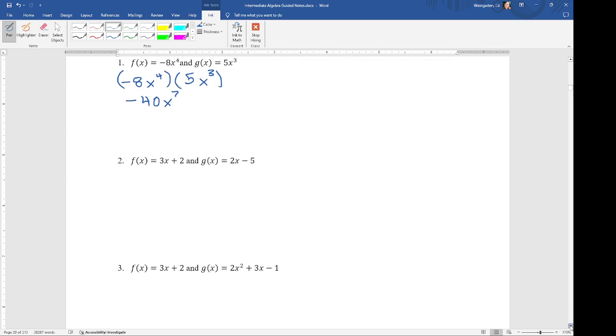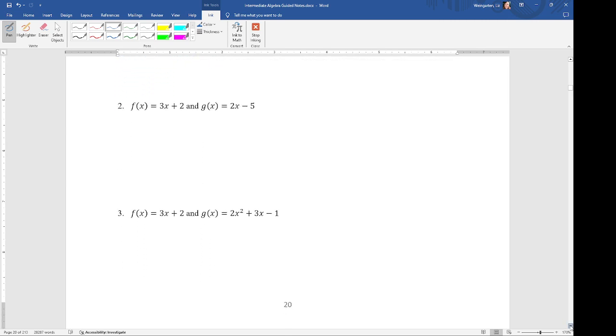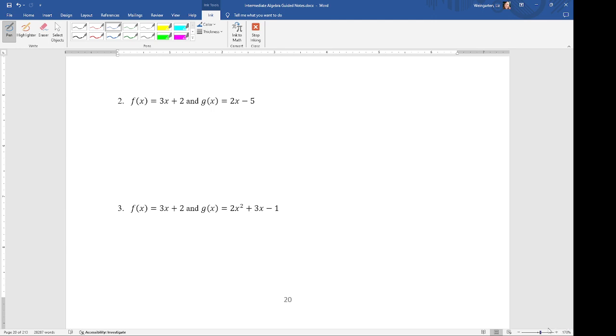In part 2, we are multiplying a couple of binomials. So again, I'm going to take f of x and put it in parentheses. And g of x I'm also putting in parentheses. So we could FOIL this, but I wanted to introduce another way of multiplying this out. I know a lot of people haven't seen this. They call it the box method.